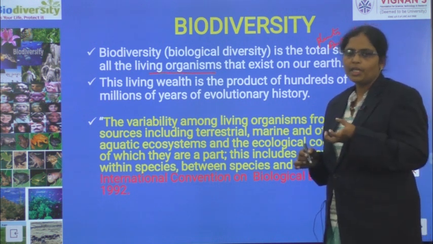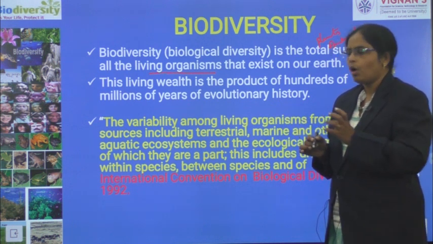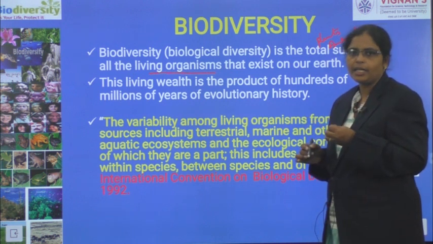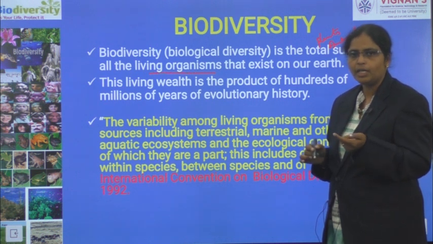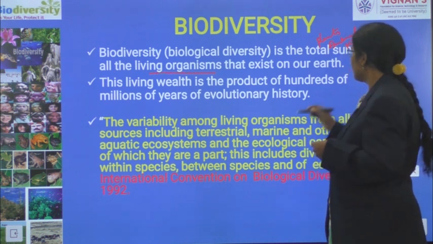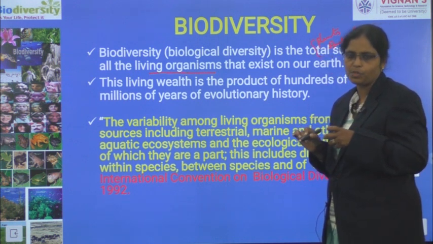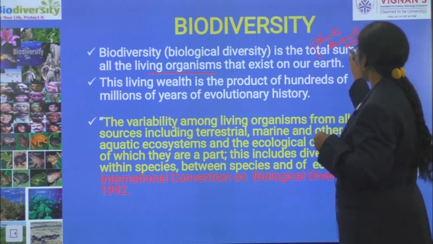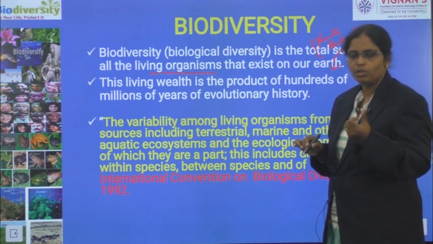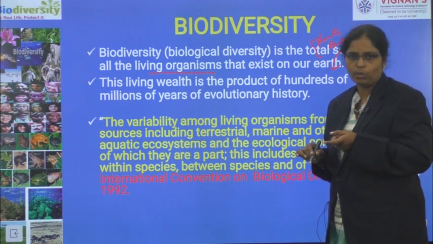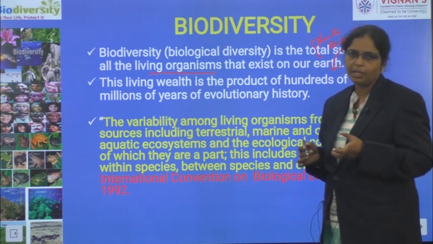Whatever living organisms are present in the entire ecosystem, all these living organisms are categorized into three domains. One is archaea, another is bacteria, and the third is eukarya. Plants and animals together come under eukaryotic organisms, which are multicellular organisms. The microbes are categorized under both the bacterial domain as well as the archaeal domain. Archaeal domain is nothing but the organisms that live in extreme conditions.